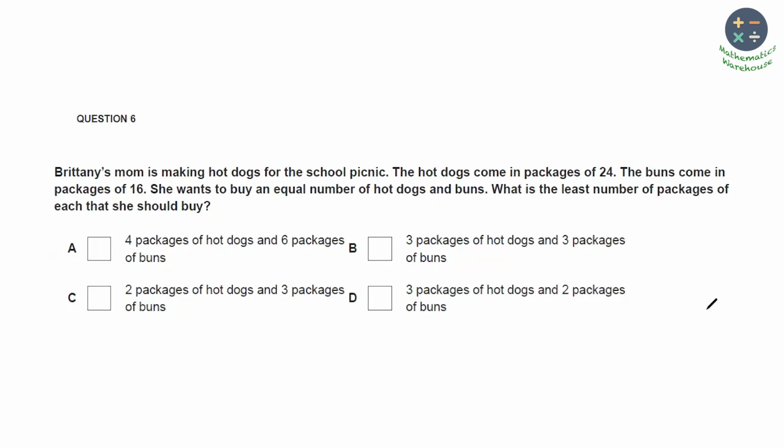Another question. Brittany's mom is making hot dogs for the school picnic. The hot dogs come in packages of 24. The buns come in packages of 16. She wants to buy an equal number of hot dogs and buns. What is the least number of packages of each that she should buy? Here we have to find the LCM of 24 and 16.